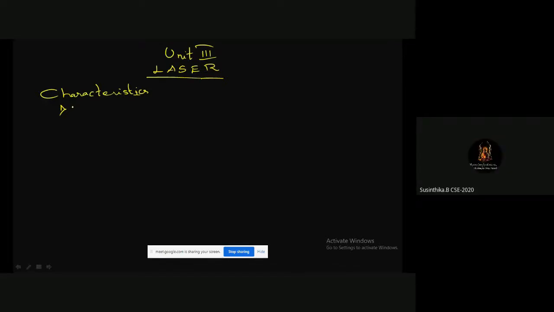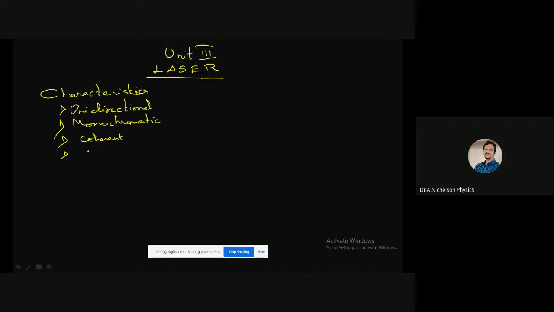Characteristics. They are unidirectional, monochromatic, coherent. Unidirectional or highly directional, monochromatic. Then coherent. So there is a high degree of coherence, highly monochromatic. What's the last point? Yes, high intensity. So you have to add high everywhere: highly directional, highly monochromatic, highly coherent, and high intensity.